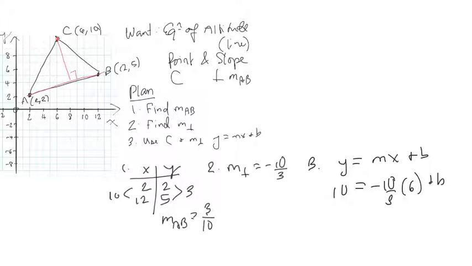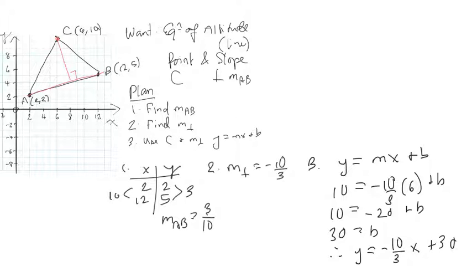Okay, I will now simplify. This is going to be 10 equals, if I multiply this together, I get negative 20. And then if I isolate b, I get 30 equals b. So my altitude, therefore, is, let's write a little therefore statement, y equals negative 10 over 3 x plus 30. And that's all.